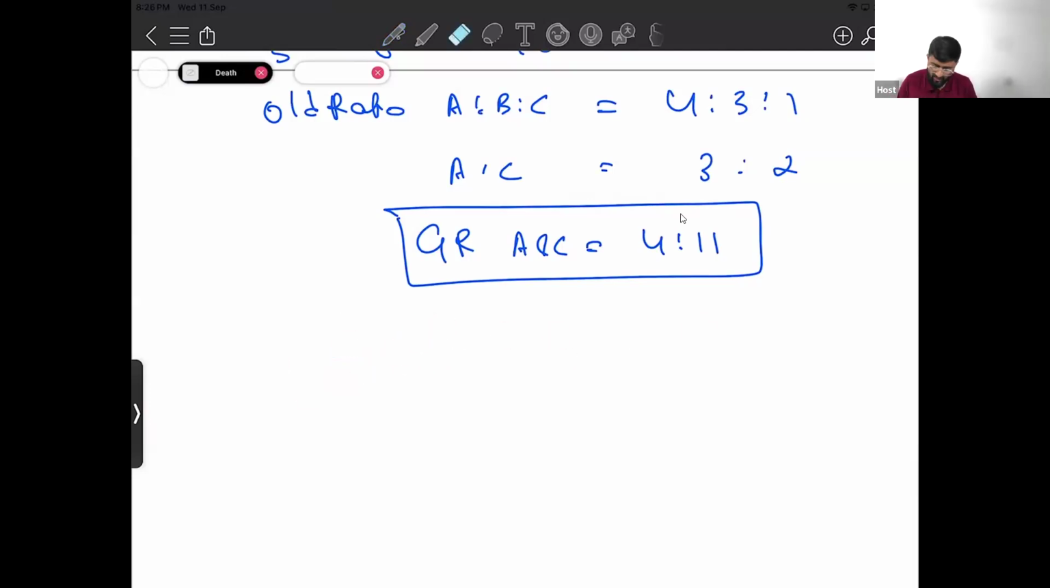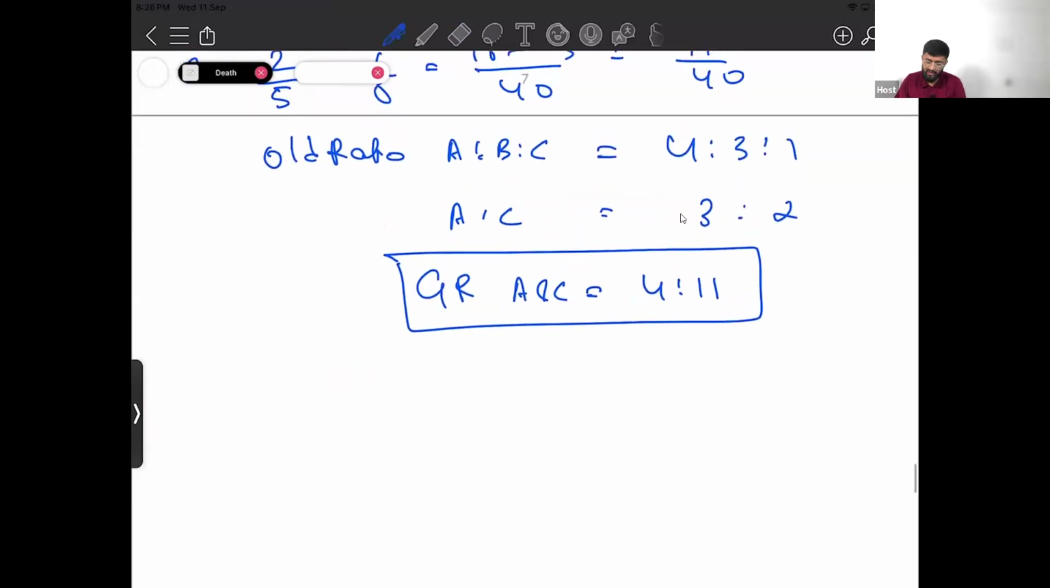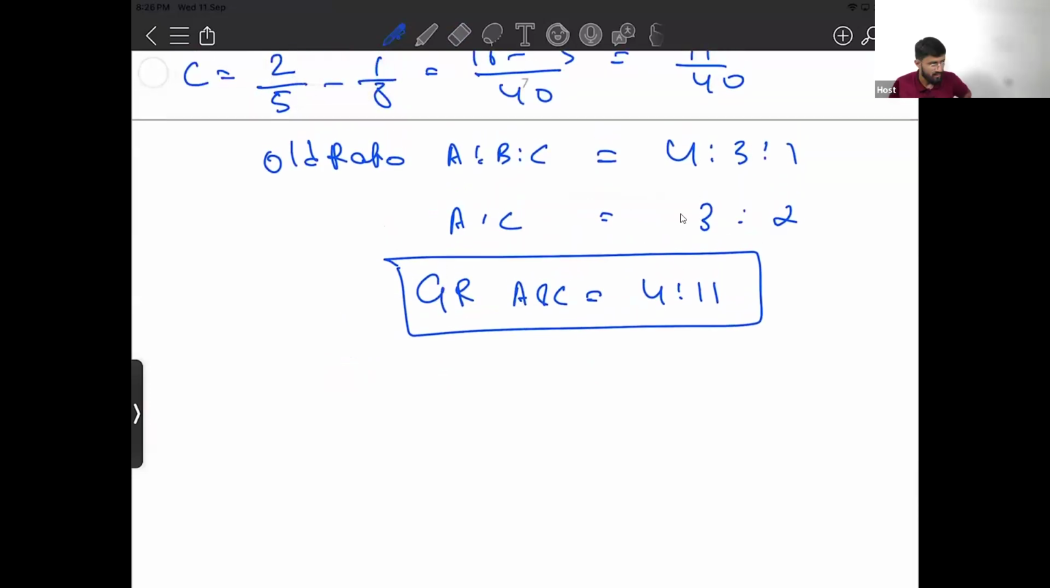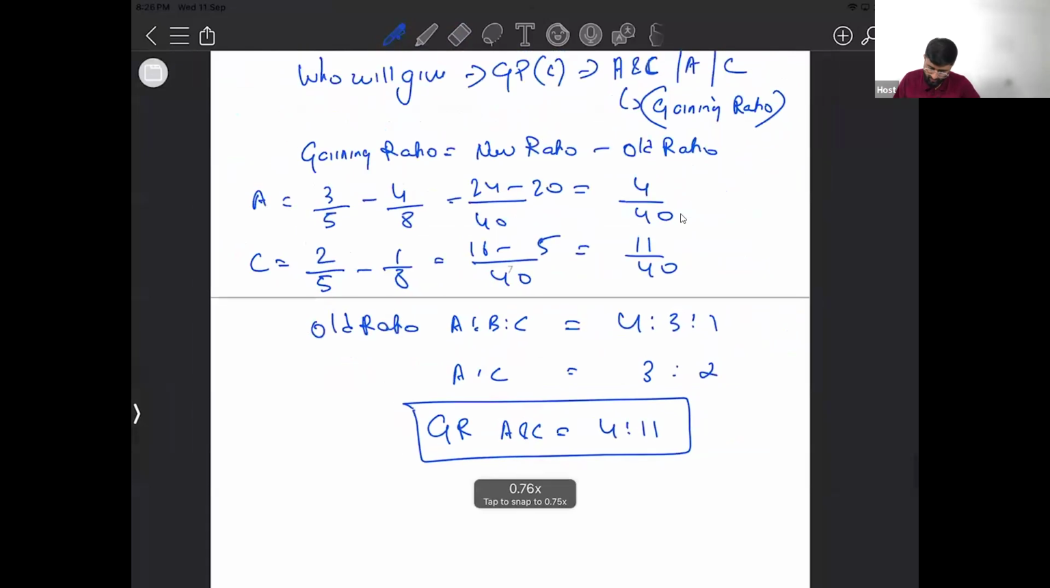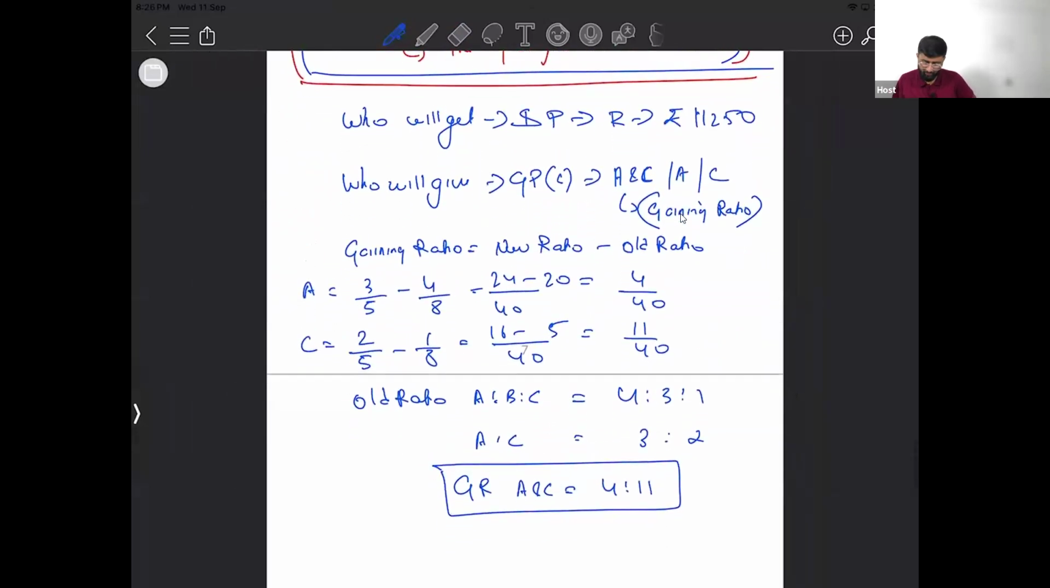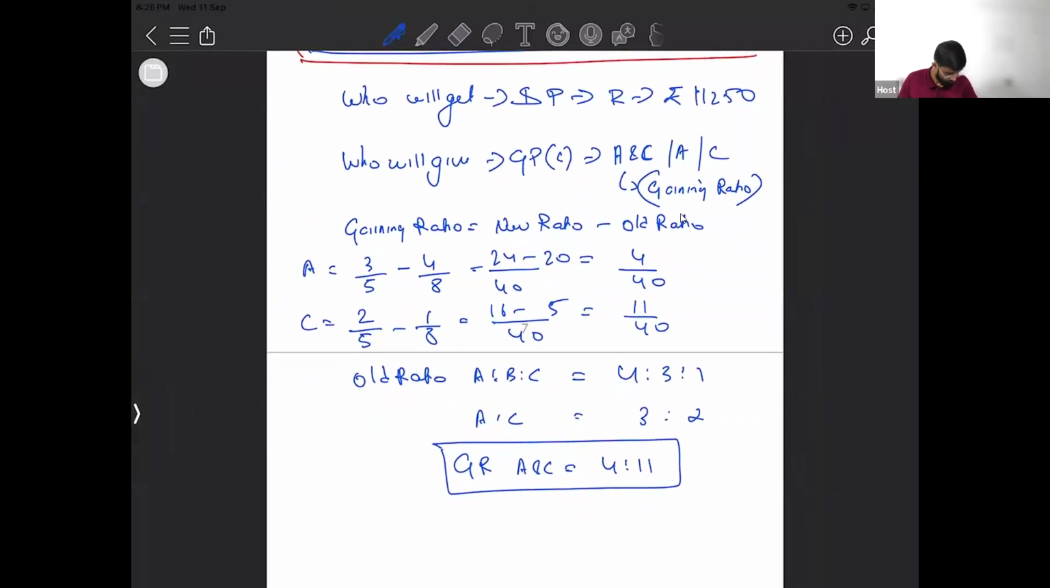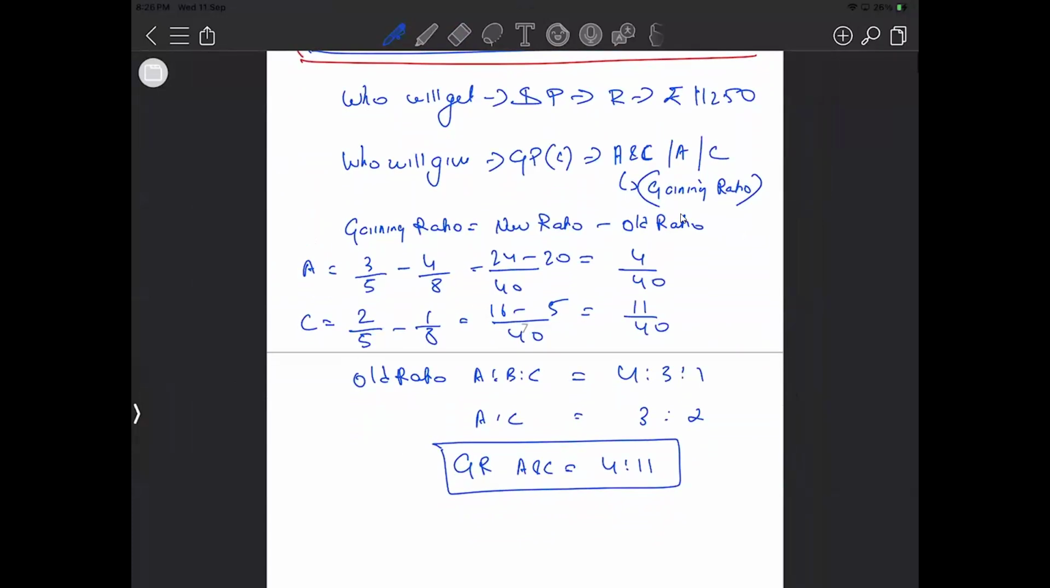Okay. So understood up to this point? Any doubt up to this point about the gaining ratio? No, sir, I have no problem.